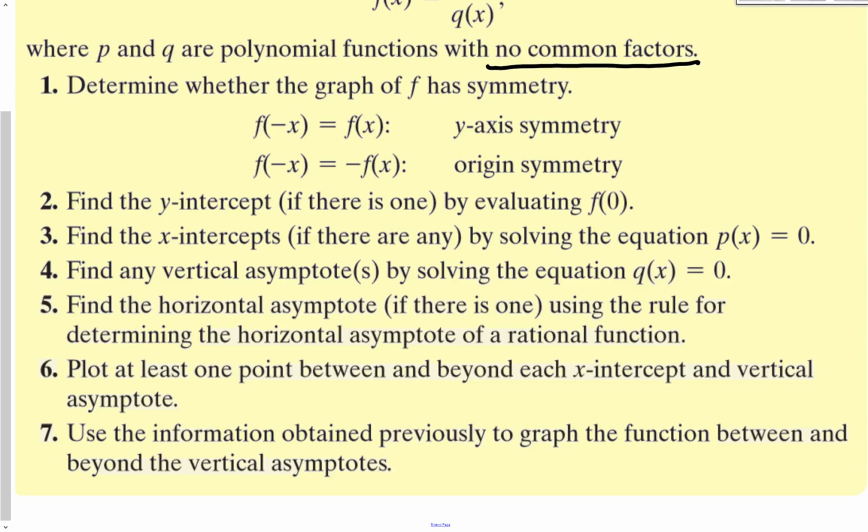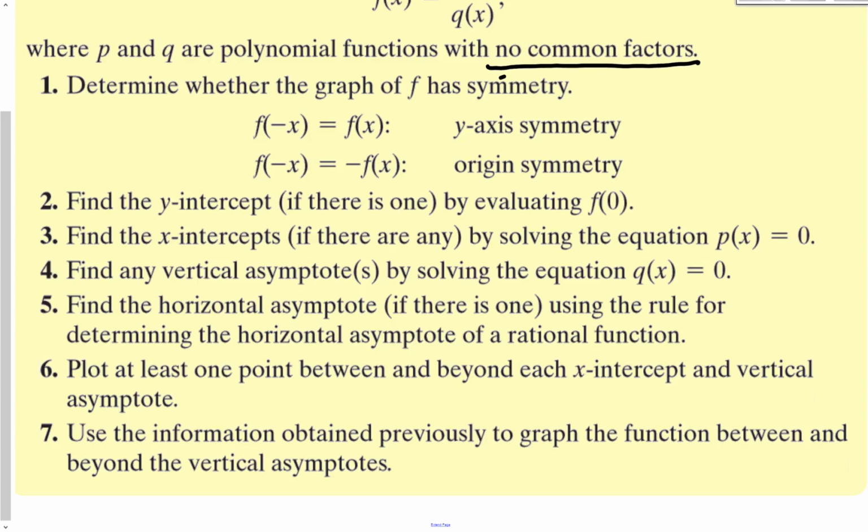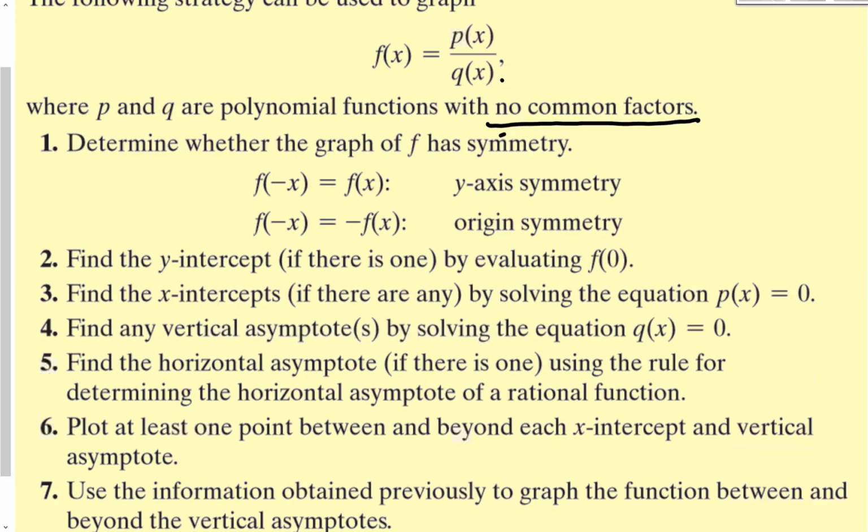Find the y-intercept, if there is one, it doesn't have to be, by evaluating f of 0. Good first step. Next, find the x-intercepts by setting the numerator equal to 0. The denominator gives us places where the graph is undefined, and we'll talk about that in a second. But if I set the numerator equal to 0, I figure out all the places where it crosses the x-axis.